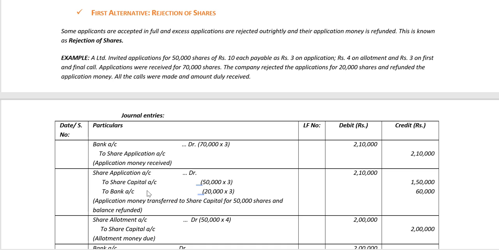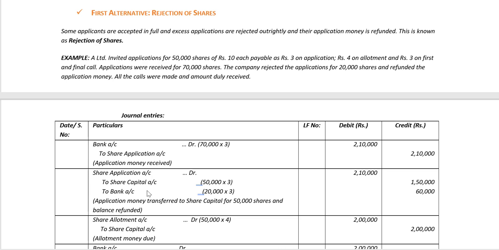Now in the second entry, we will transfer the application money for the shares allotted, which means for 50,000 shares, the application money at the rate of rupees 3 will be transferred from share application to share capital, and the excess amount which is rejected, 20,000 shares multiplied by 3 rupees, 60,000 rupees, will be refunded.